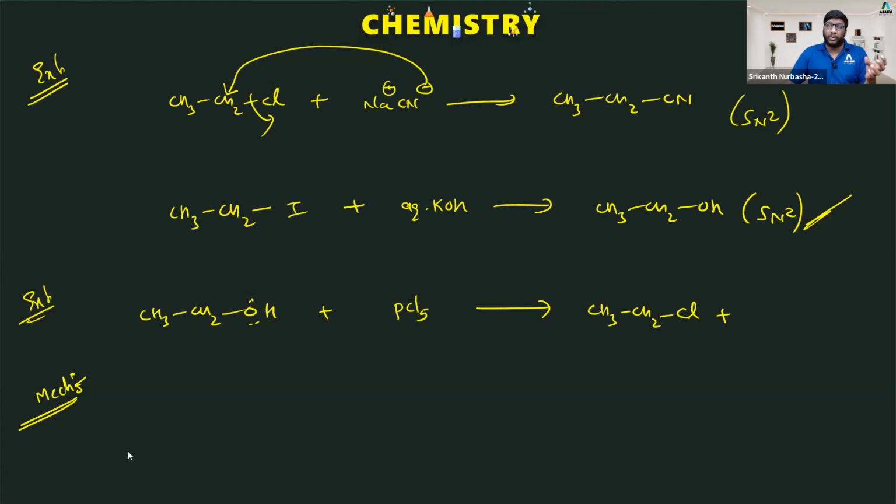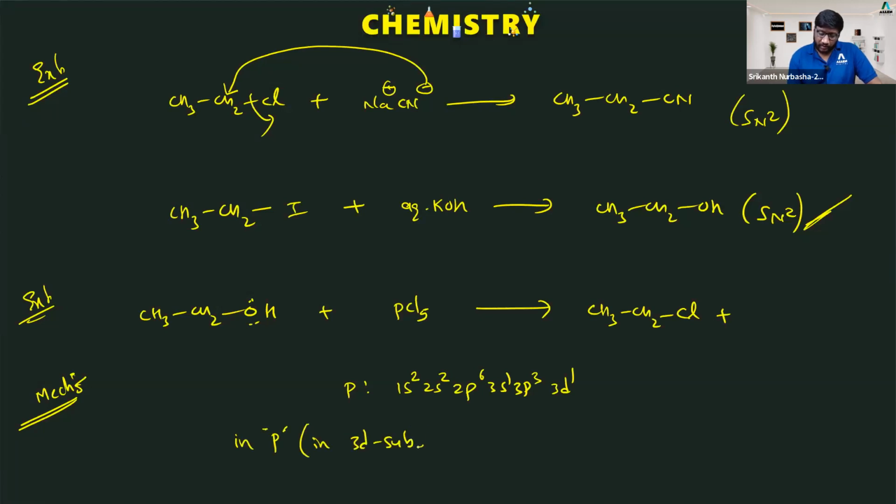We have 1s2, 2s2, 2p6, 3s2, 3p3. If you write the excited state, 3s1, 3p3, 3d1. But in the 3d subshell, we have five d orbitals. Only one d orbital got the electron. The remaining four d orbitals are vacant. Yes or no? Phosphorus, in the excited state, 1s2, 2s2, 2p6, 3s1, 3p3 and 3d1. In the 3d subshell, vacant orbitals are available.